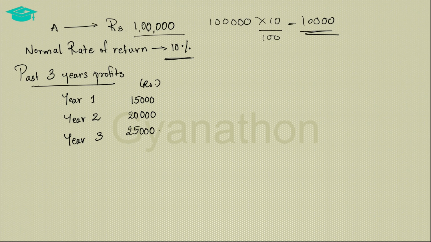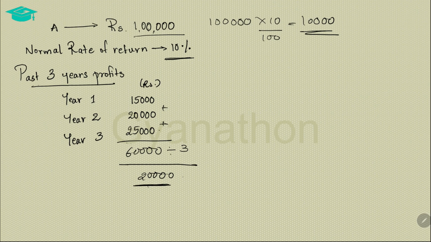Next, we calculate the average profit of the business, which is 15,000 plus 20,000 plus 25,000 divided by 3. So this is 60,000 divided by 3, which is 20,000. Now we see that Mr. A has an average maintainable profit of rupees 20,000, whereas the normal profit that he is expected to earn is 10,000 rupees. So the super profit is 20,000 minus 10,000, that is rupees 10,000.